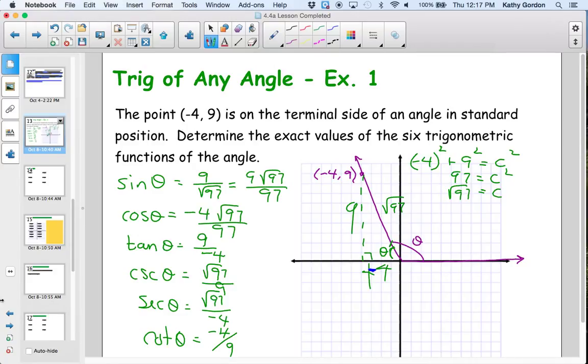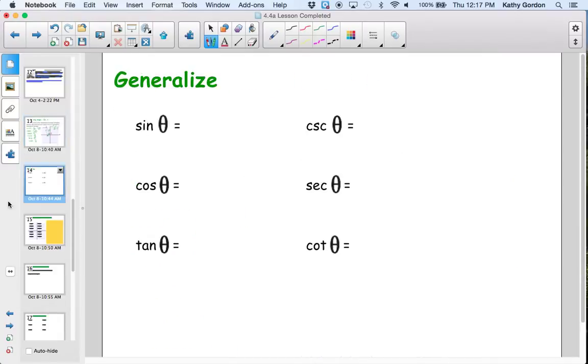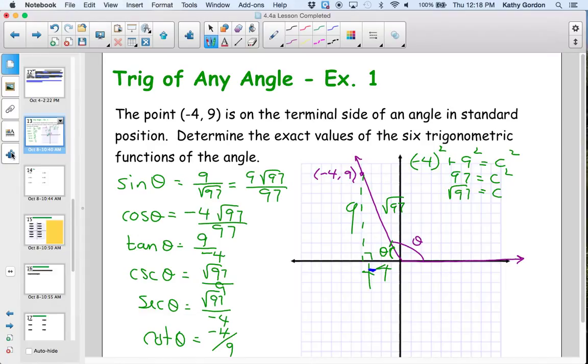All right, so based on this, let's try to do a little bit of generalizing here. In the situation where you are given an ordered pair of a point on a terminal side, can we come up with a general rule of thumb about how to figure out sine, cosine, tangent, and then the reciprocals of that? So the first thing we need to understand is that our angle here was still being created by rotating, starting here in standard position and rotating around to this point.